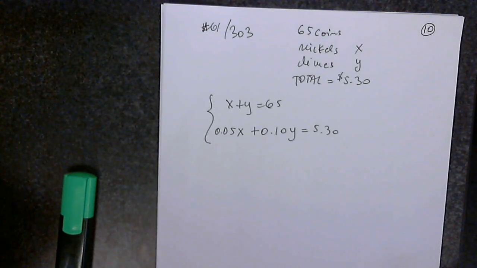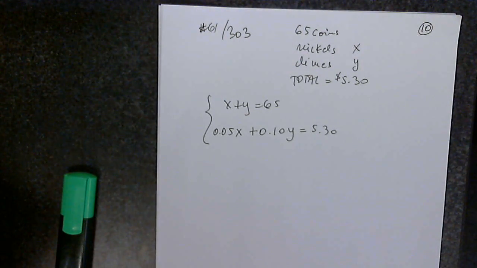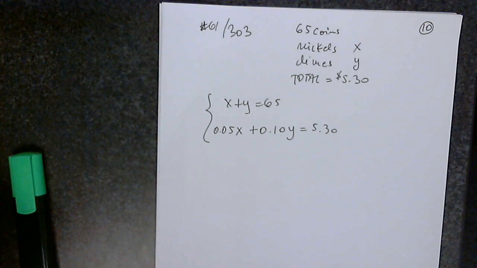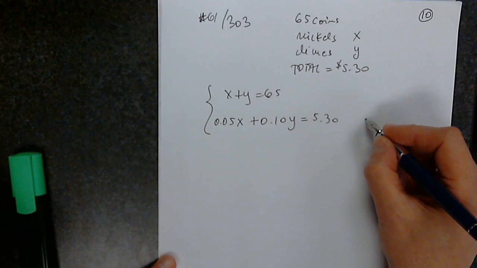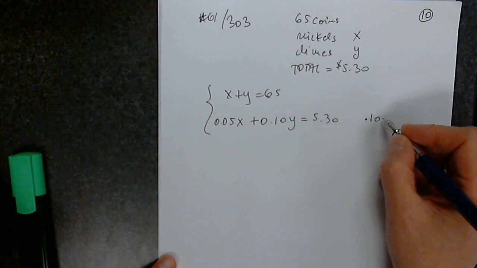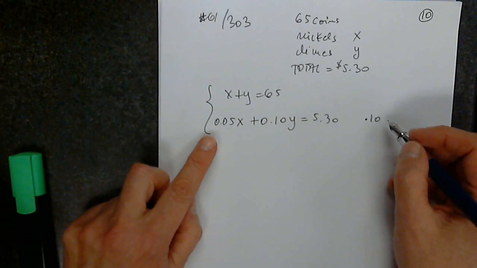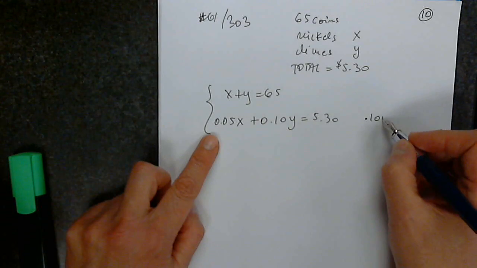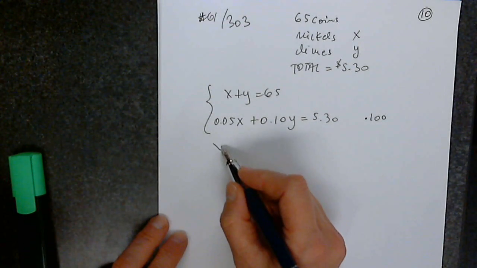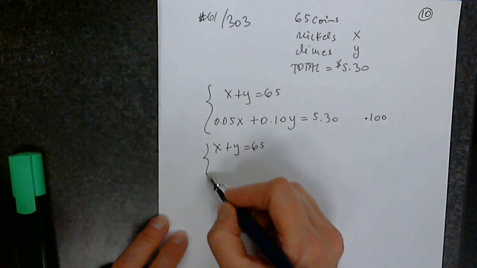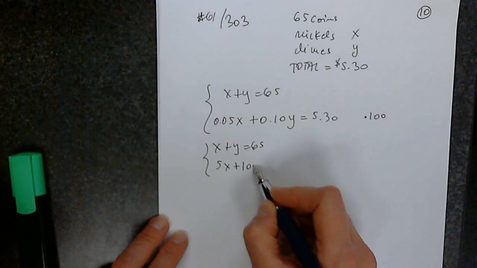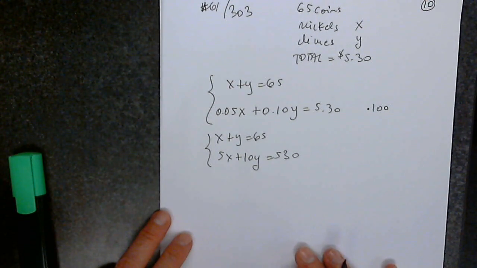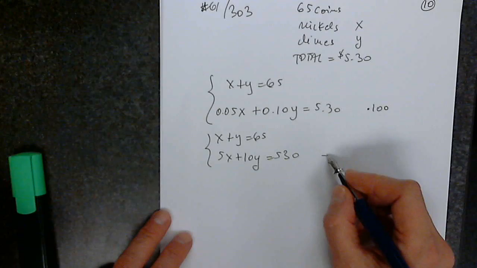Do we need more time? Okay. What did you do first? I try to get rid of the decimal. Absolutely. So I multiply the bottom one by 20. That's fine. Well, I would multiply by 100. So then I have 5x plus 10y equals 530. Yes, you can divide by 5 if you wanted to.